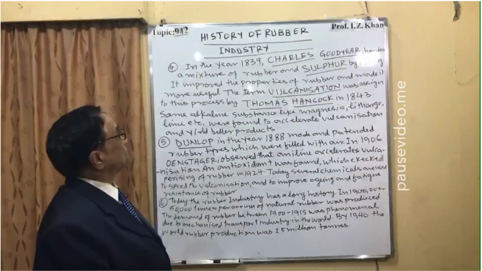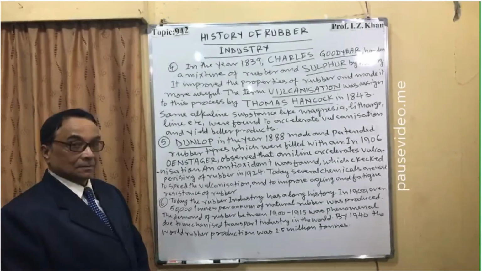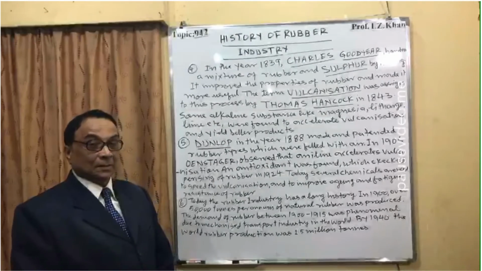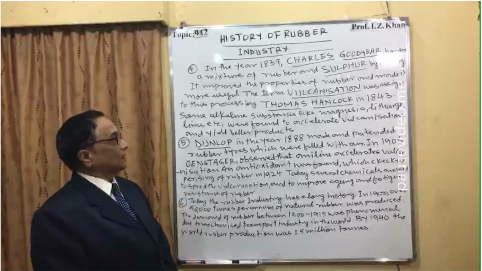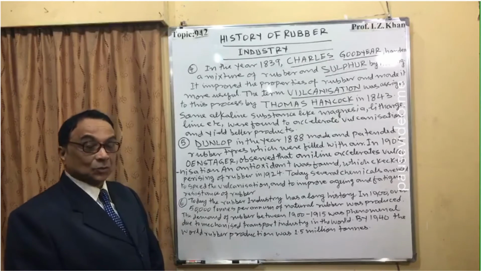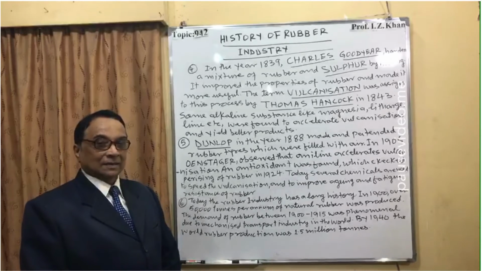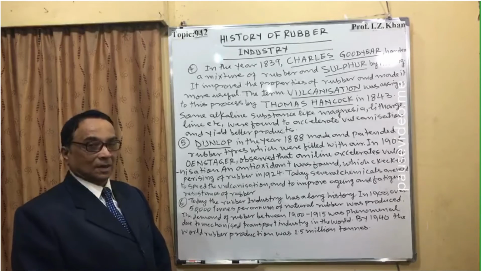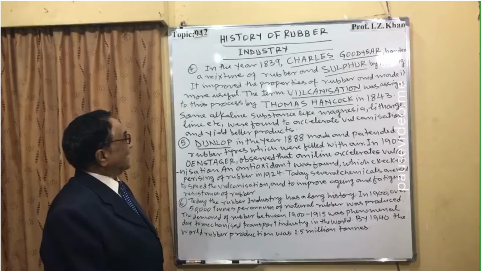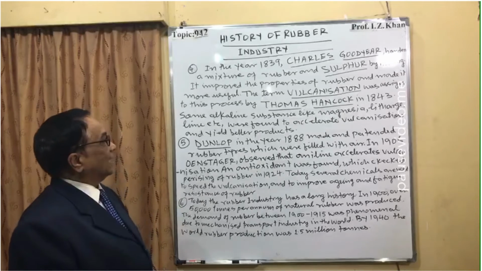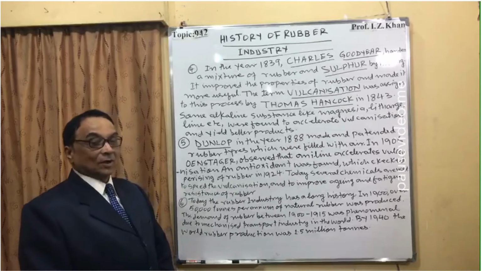Number 4, in the year 1839, Charles Goodyear. Nowadays there are tires also in the name of Goodyear tire. Charles Goodyear hardened a mixture of rubber and sulfur. So it was Goodyear who heated the sulfur with rubber, and then the quality of rubber was improved. It became hard by heating sulfur. It improved the properties of rubber and made it more useful, and the term given was vulcanization.